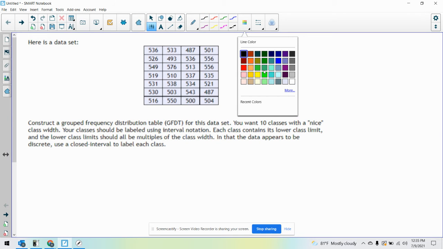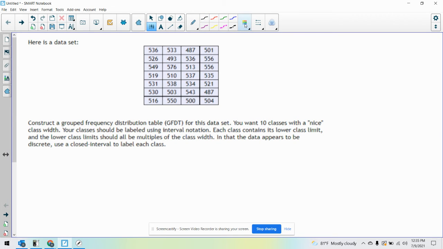Okay, so we have this question here. I think you're doing most of it correct, except for maybe just one small key part. So the first thing you want to do is find the range. And that's going to be our highest value minus the lowest value.